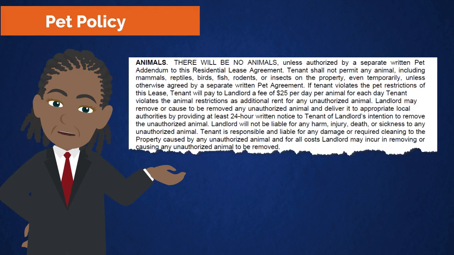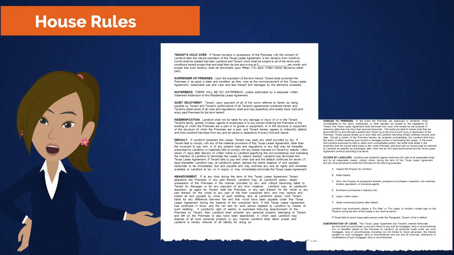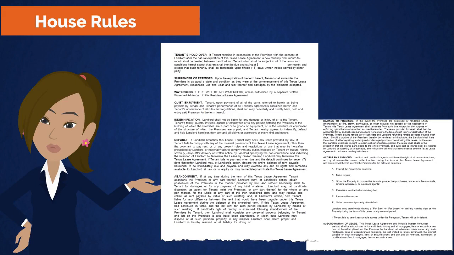House rules define how the property can be used by you and should explain maximum occupancy, quiet hours, overnight guests, parking and storage, smoking, landlord right of entry. We will cover this in another video. Granting access to maintenance workers, property alterations, long absences on your part, renter's insurance requirements, eviction.